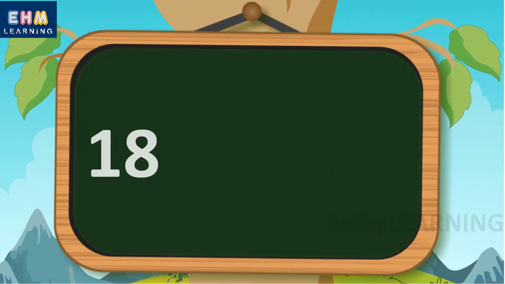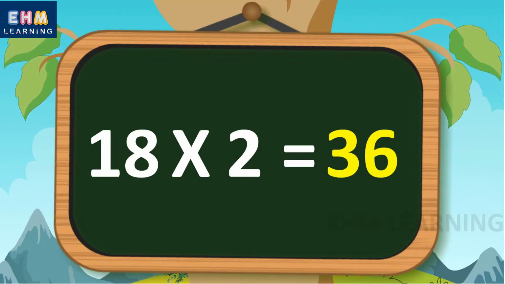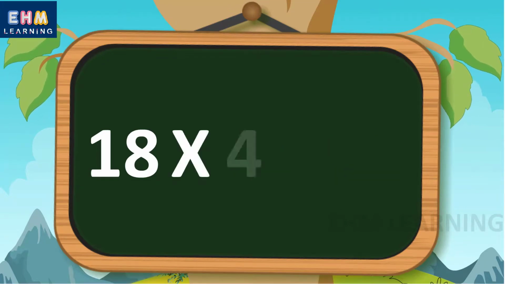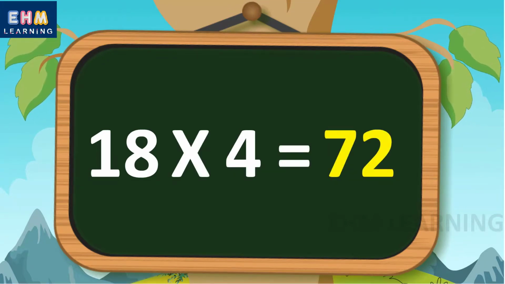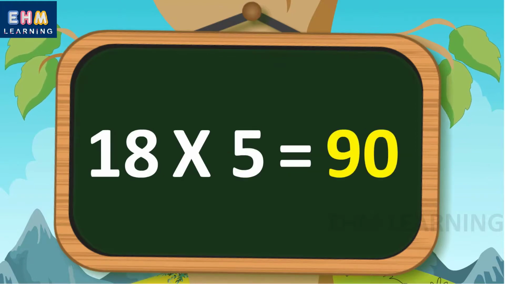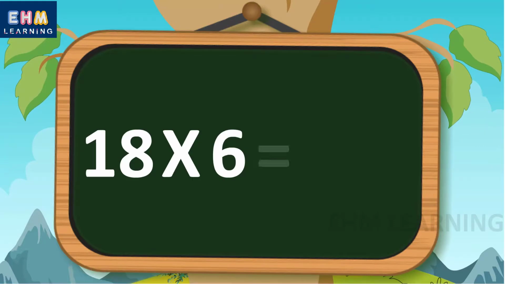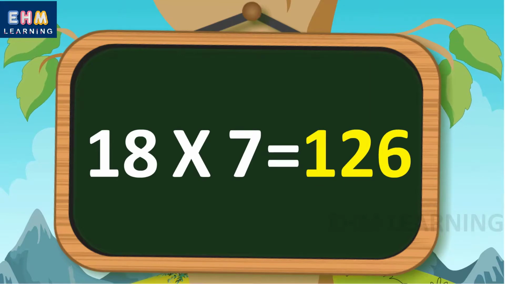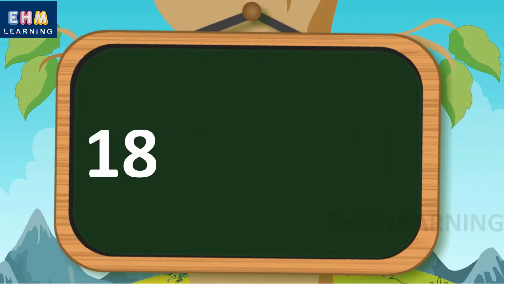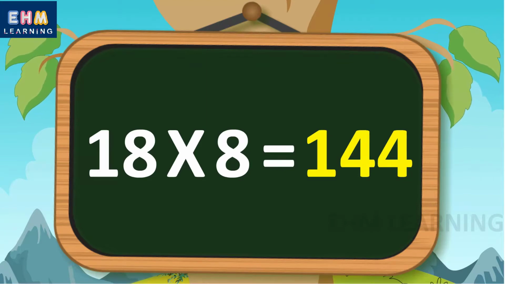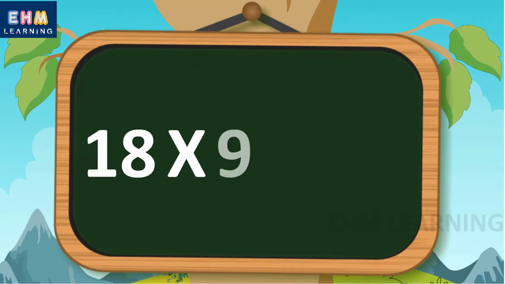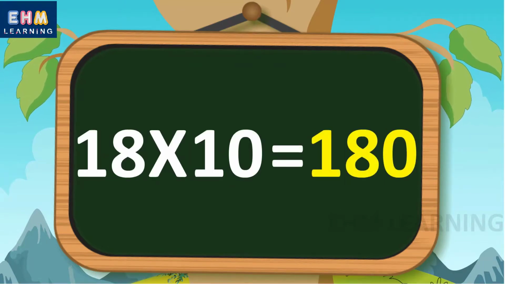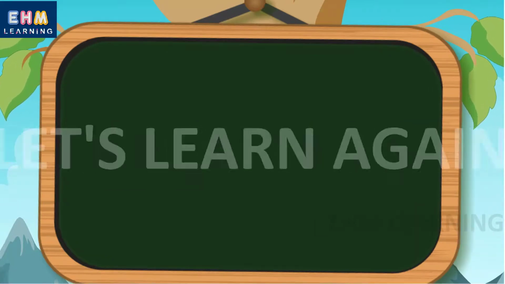18 ones are 18. 18 twos are 36. 18 threes are 54. 18 fours are 72. 18 fives are 90. 18 sixes are 108. 18 sevens are 126. 18 eights are 144. 18 nines are 162. 18 tens are 180. Let's learn again.